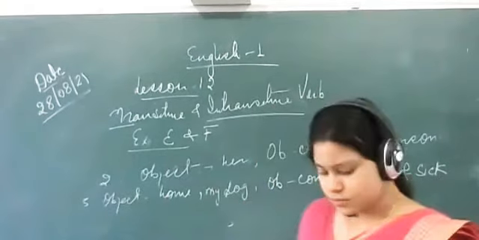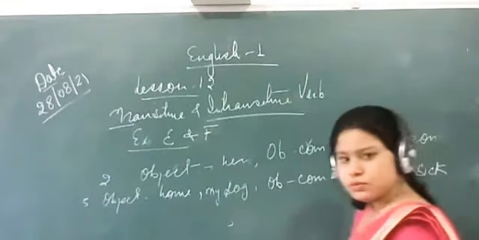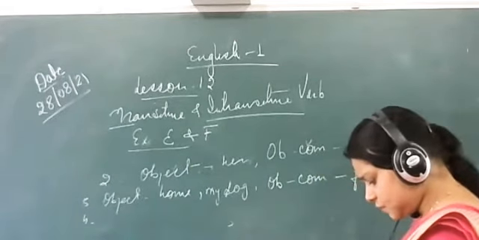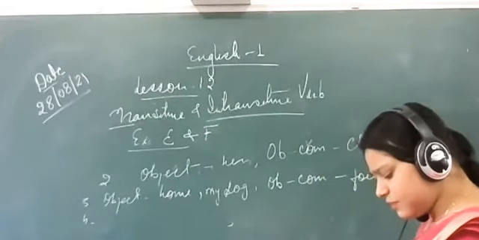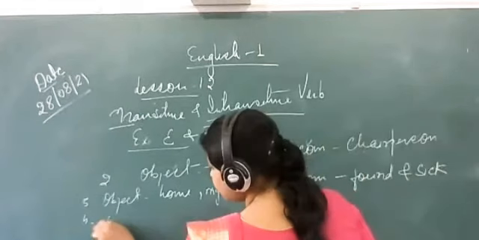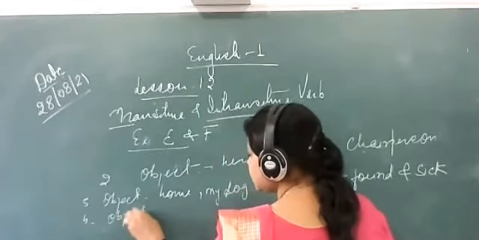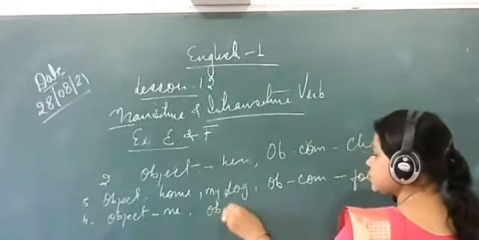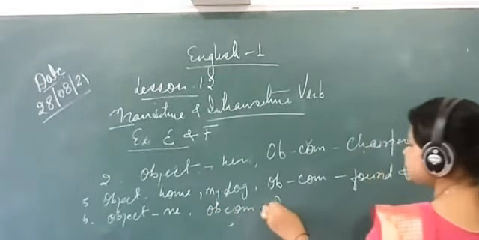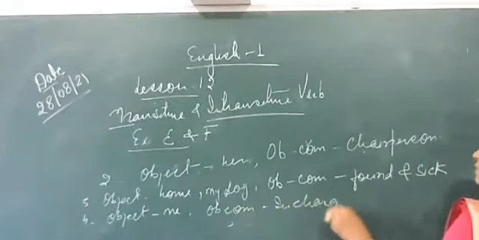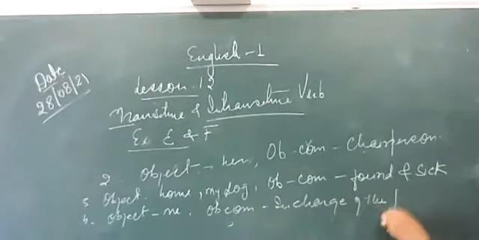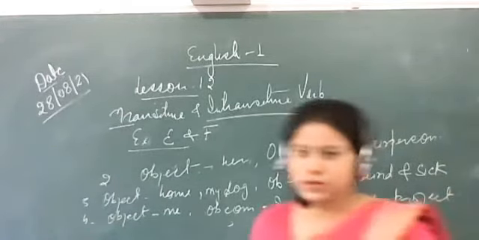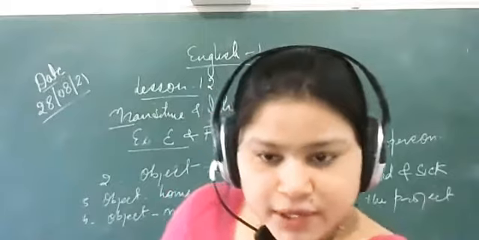Next question, number 4. In 4, object is me and objective complement will be in charge of the project. Just underline in your book. All the things have been written. You have to only underline.